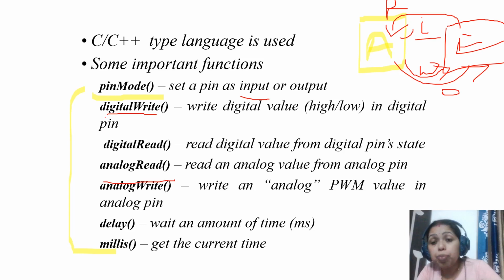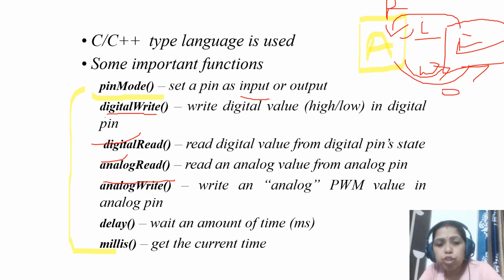Okay, so not only are you sending the two values, digital means only high and low, right? You are not going to send only high and low data, you are going to send multiple values to the external device. This is digital write, analog read, analog write.